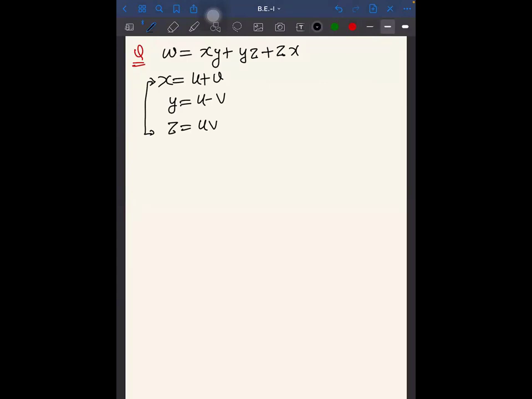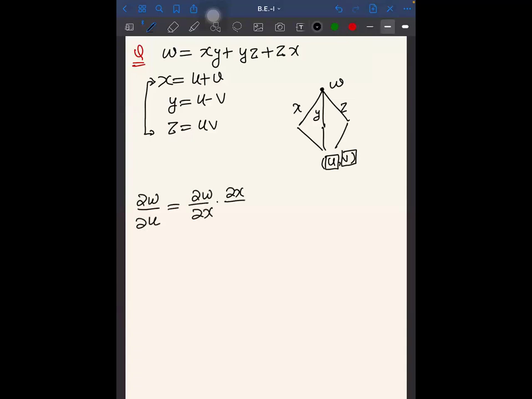So of course, if you want to draw a diagram, that would be w, x, y, and z, and here all are dependent upon u and v. So you will take one at a time. That means first u, and the second time you'll take v, right? So let's say curly w upon curly u would be curly w upon curly x into curly x upon curly u, plus curly w upon curly y into curly y upon curly u, plus curly w upon curly z into curly z upon curly u, right?